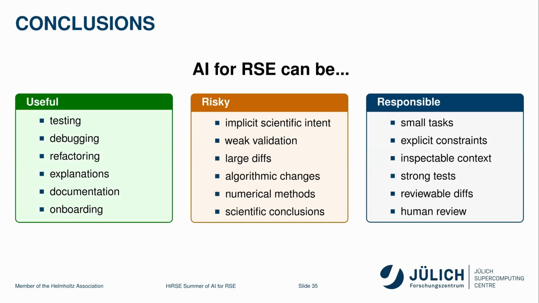So this brings me to my conclusions. AI for RSE can be useful for things like testing, debugging, refactoring, explanations, documentation, and onboarding. It can also be risky if there's implicit scientific intent, weak validation, very large diffs or changes, algorithmic changes, if the numerical methods are affected, and when you are drawing scientific conclusions. So we need to make it responsible. We should have small tasks, explicit constraints, inspectable context, strong tests, reviewable diffs, and human review.